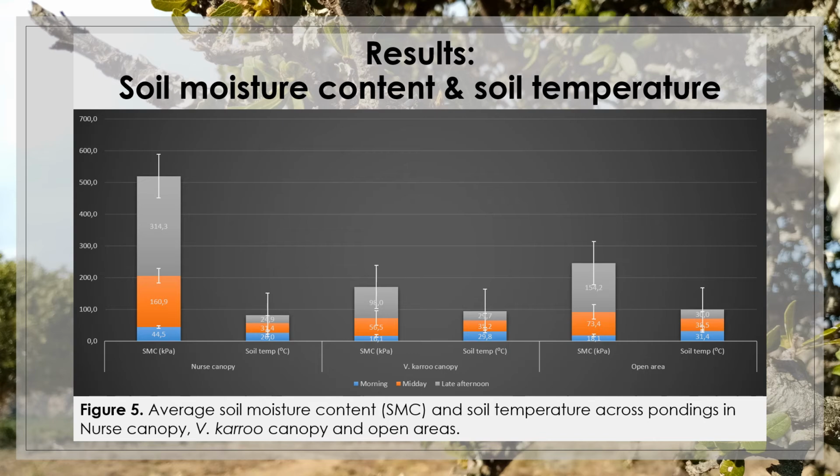When looking at the pondings within the open area, you can see that the open area had a much higher average soil moisture content throughout the course of the day compared to the pondings in the Vachellia karroo canopy. Again, this is likely because whatever the available moisture within the pondings was only utilized by the spekboom, and they didn't have to compete with other species for that moisture. But as expected, the pondings within the open area had the highest average soil temperature because they were exposed to the elements throughout the course of the day.